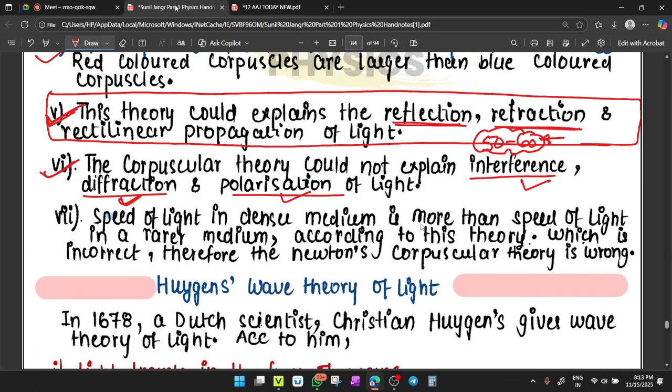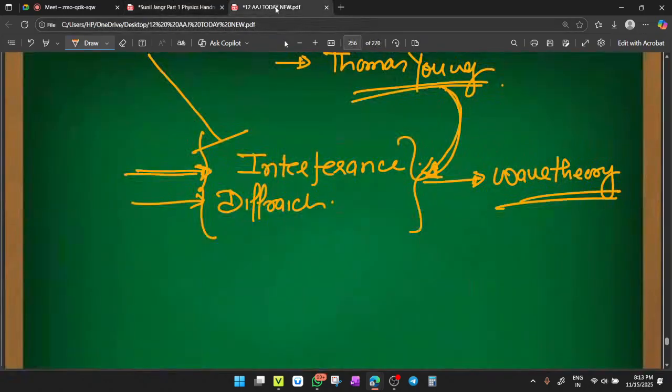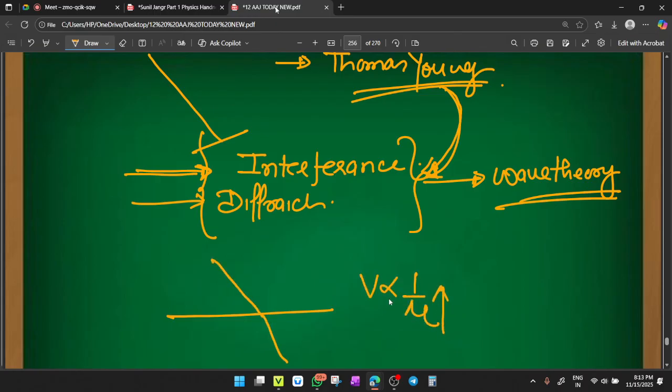Speed of light in a denser medium is more than speed of light in a rarer medium, according to his theory, which is incorrect. Therefore, Newton's corpuscular theory was wrong. So, according to Newton, in the denser medium, the speed of light will be greater. But we know v is inversely proportional to mu. As the refractive index of the medium increases, the speed of light decreases. Yes or no?